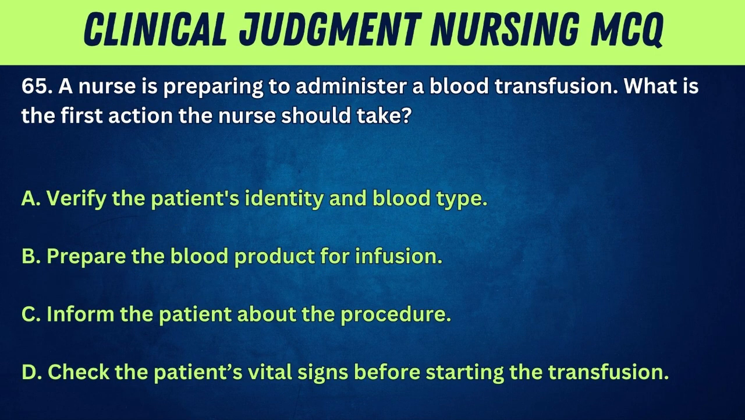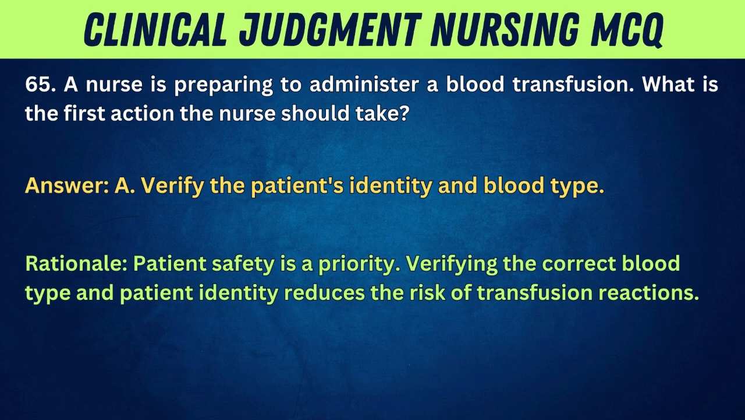65. A nurse is preparing to administer a blood transfusion. What is the first action the nurse should take? A. Verify the patient's identity and blood type. B. Prepare the blood product for infusion. C. Inform the patient about the procedure. D. Check the patient's vital signs before starting the transfusion. Answer. A. Verify the patient's identity and blood type. Rationale. Patient safety is a priority. Verifying the correct blood type and patient identity reduces the risk of transfusion reactions.